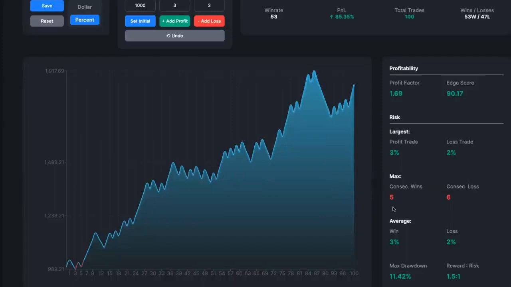It did have 5 consecutive wins during the 100 trades, and the consecutive losses was at 6. The max drawdown was 11.42%. So with a 1 to 1.5 risk reward ratio, overall, again, profitable, but there are other better strategies out there. And both of these indicators that were used for this particular strategy are absolutely free on TradingView.